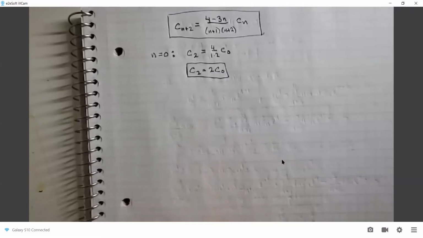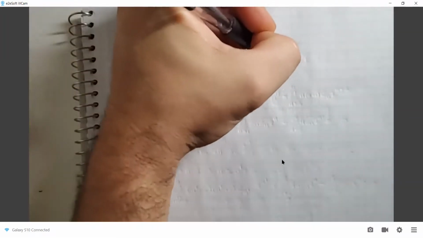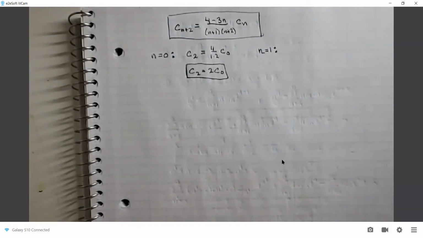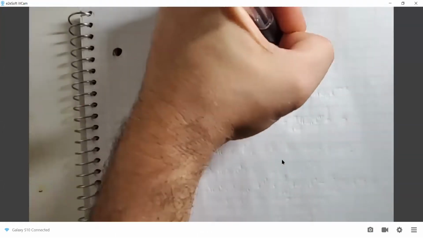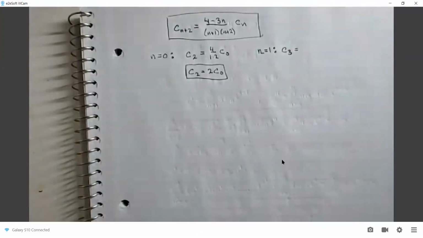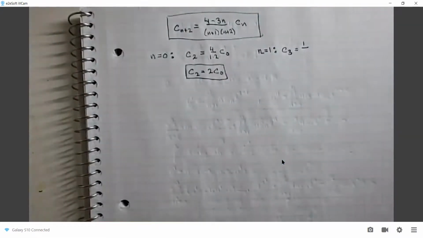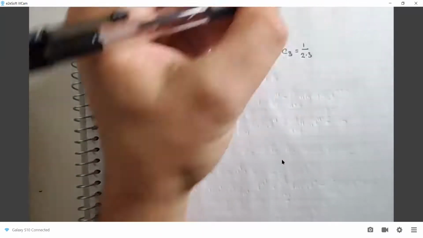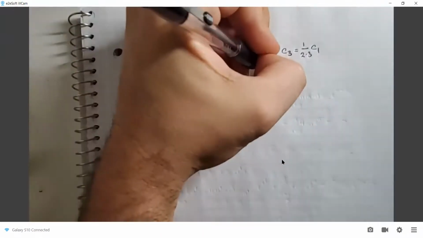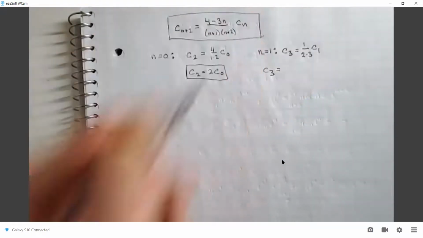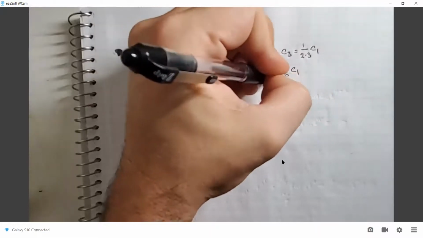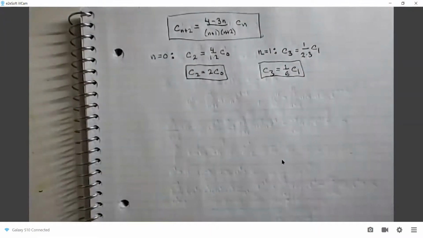So if I plug in n equals 1, what do we get? C sub 3 equals 1 over 2 times 3 C sub 1. So we get C3 equals 1/6 C1. Okay, cool. I'll put that in a box. And we just keep going.